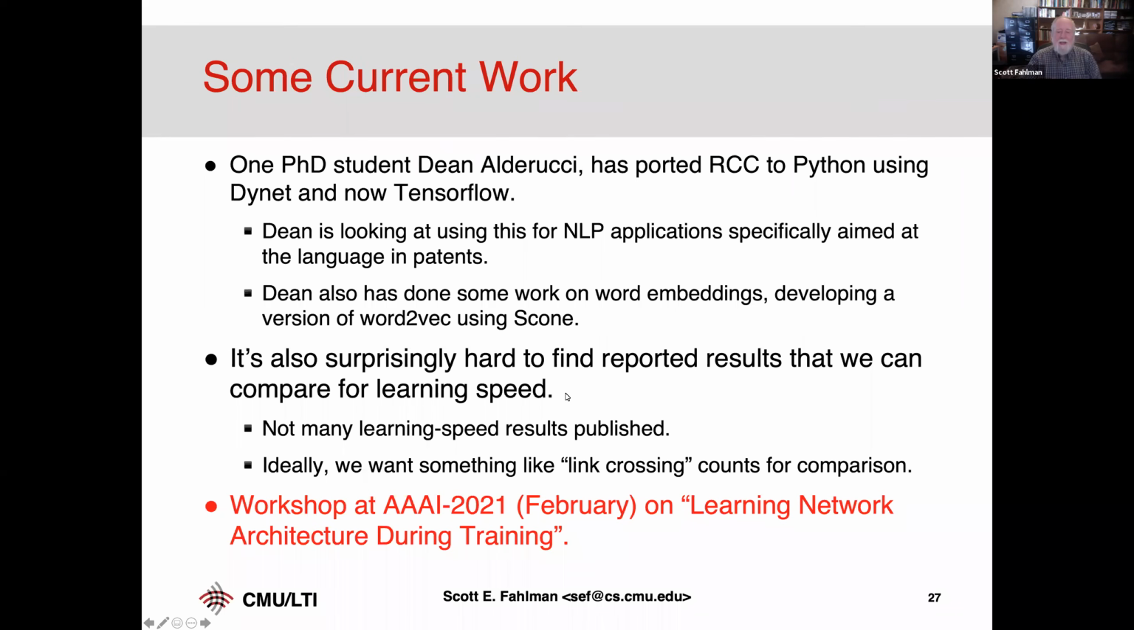It's surprisingly hard if we want to resurrect this, and if it gets comparable results to some of the deep learning approaches others are using with fixed networks, with guessed networks that they had to guess in advance. The most likely thing is to improve the learning speed.